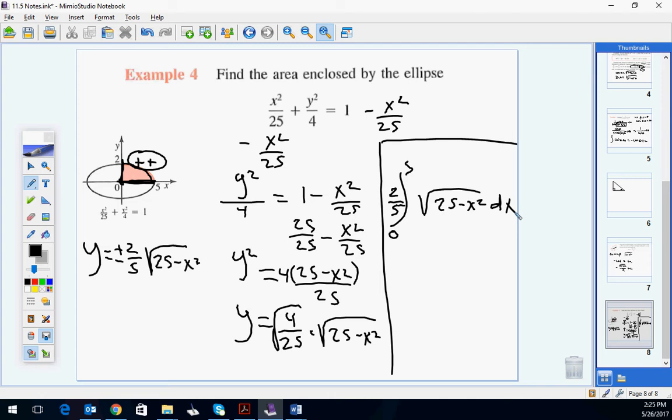And you can times it by 4 now or at the end. It doesn't matter. So like the book times it by 4 right now and makes this 8/5. Okay, do you guys want to do it now or later?